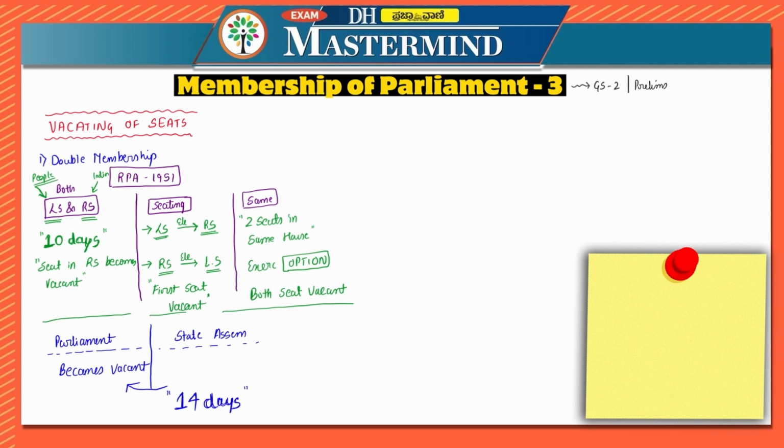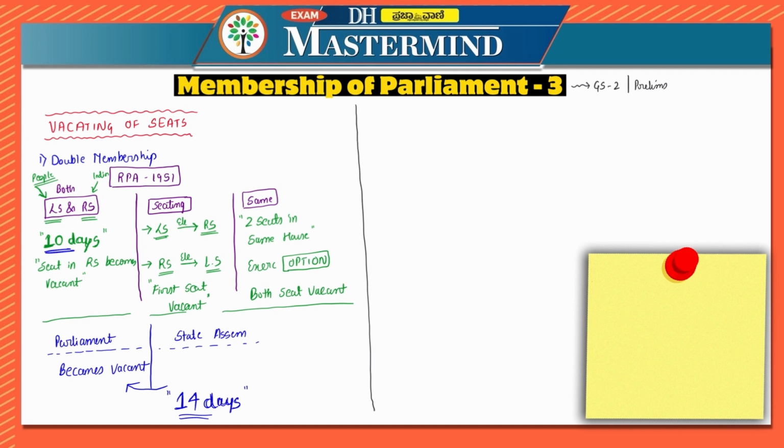That is, they cannot be member of 2 houses. A person cannot be member from 2 seats. A person cannot be member of 2 assemblies. A person cannot be a member of parliament and member of state legislative assembly at any point of time. This 10 days and this 14 days, these both are very, very important to remember. These are important points which have been asked a lot of times in the examination.